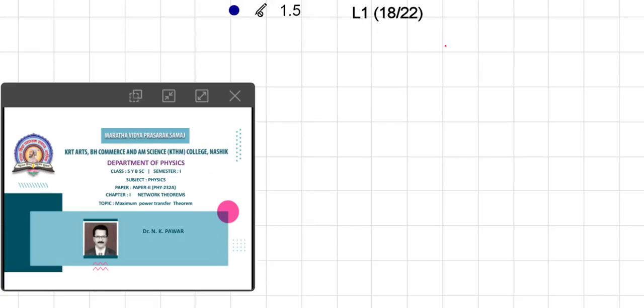Today we are going to see one of the most important network theorems, that is the maximum power transfer theorem. So let us start the maximum power transfer theorem.